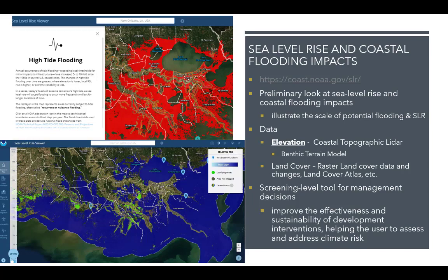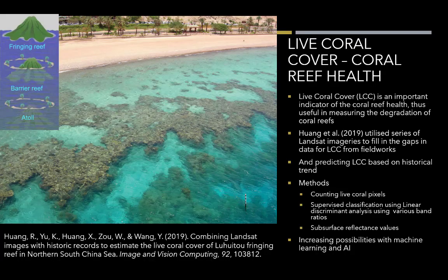So let's look at the next example, live coral cover mapping. Corals are very important in the marine ecosystem, and in order to monitor their health, one of the most important indicators used is live coral cover. It's an important indicator to tell us how the coral reefs are doing. So if we want to know where there is coral reef degradation, we can use live coral cover to measure where this is going on.